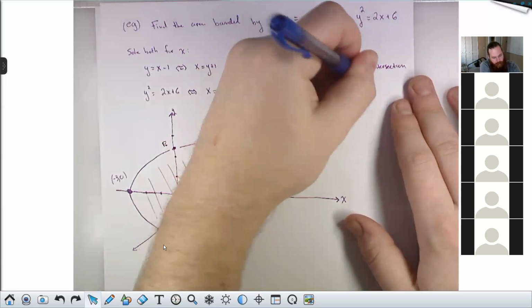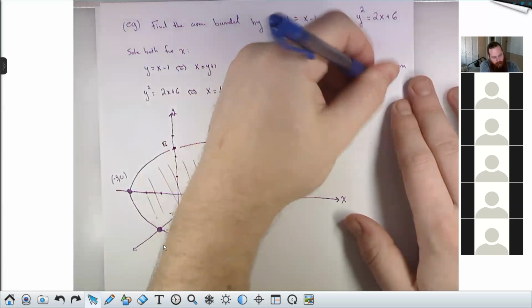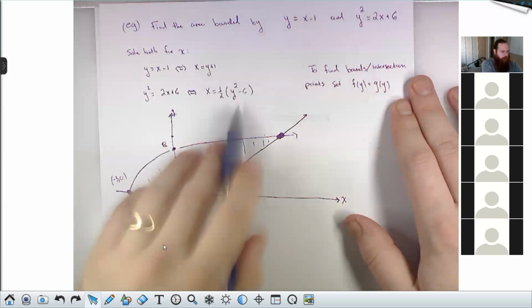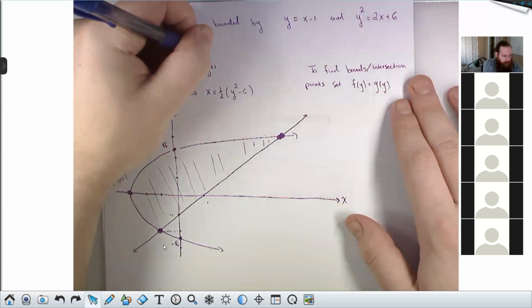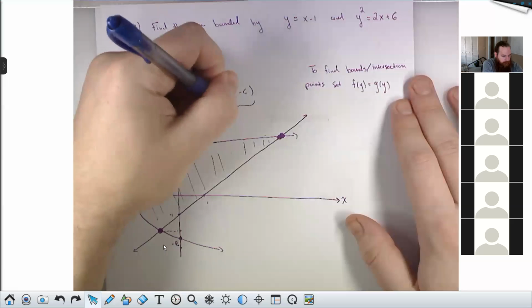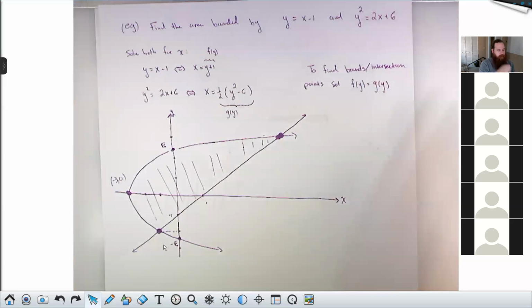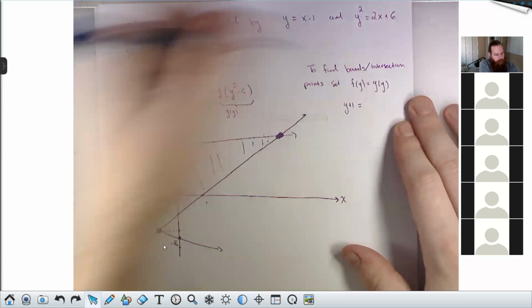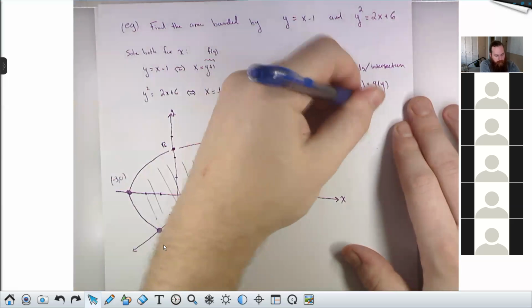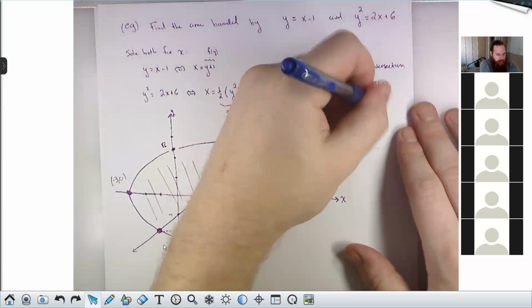I set f of y equal to g of y. It doesn't matter which one you call f and which one you call g. I guess I'll call this f of y. And I'll call this g of y, just to be consistent. So that means I'll set y plus 1 equal to 1/2 times y squared minus 6.